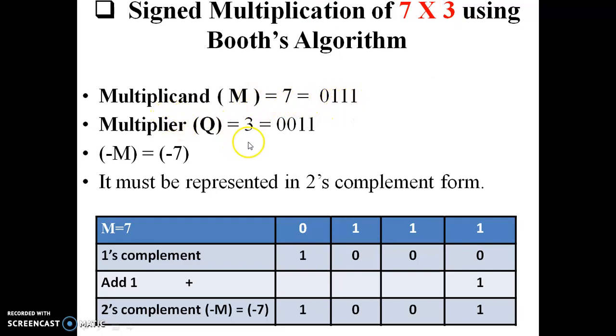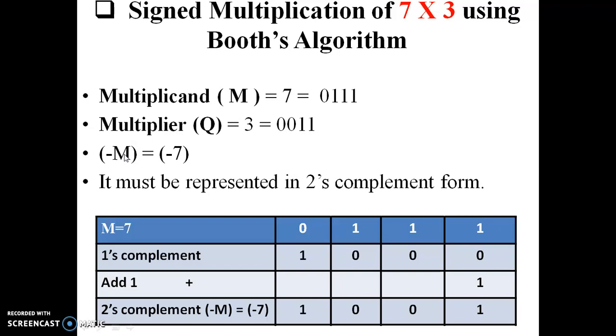Similarly is the case with 3. Now again you will have a doubt here: 3 can be represented using 3 bits. Yes, it can be, but for simplicity, if the multiplicand is of 4 bits, we have to write the multiplier of 4 bits only. So both calculations become an easier task. Both we have to write in the same number of digits. If this has 4 digits, the multiplier will also have 4 digits.